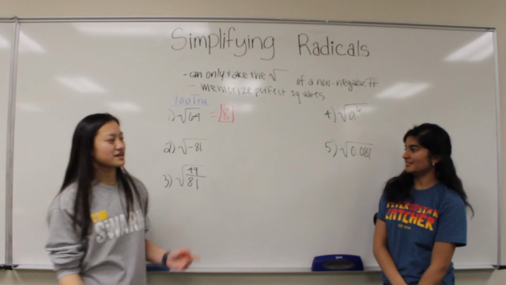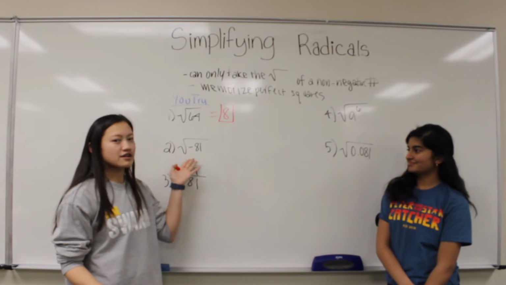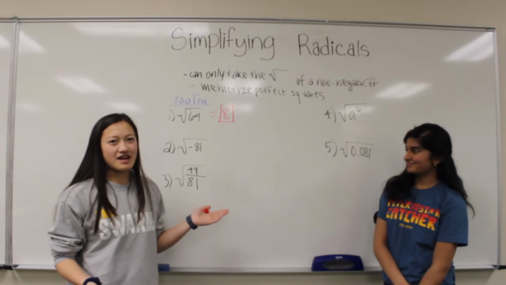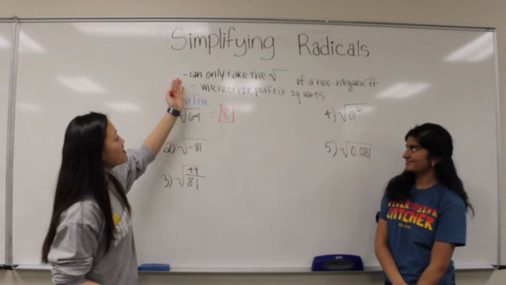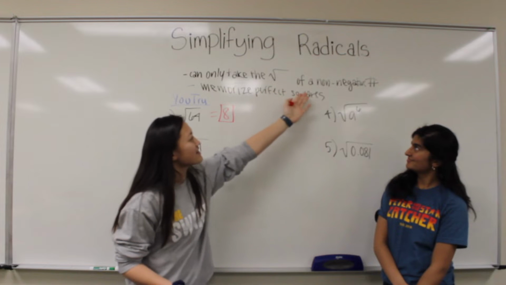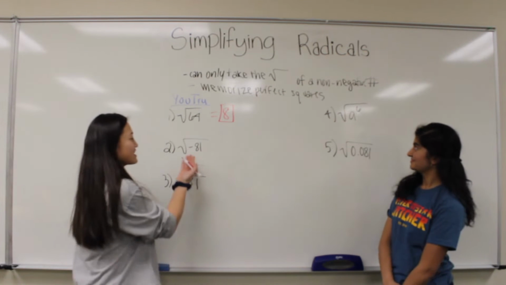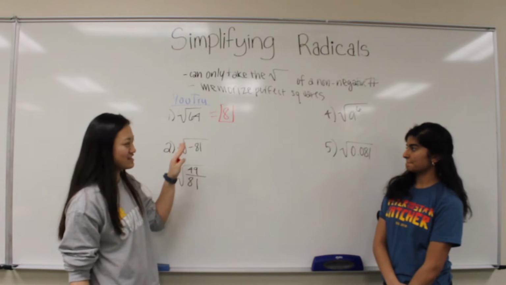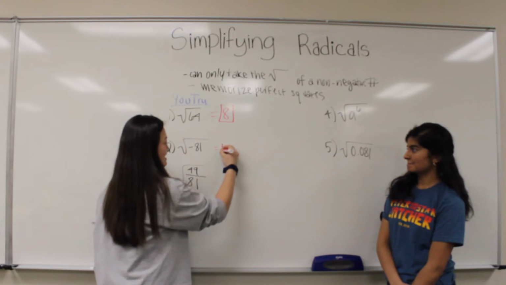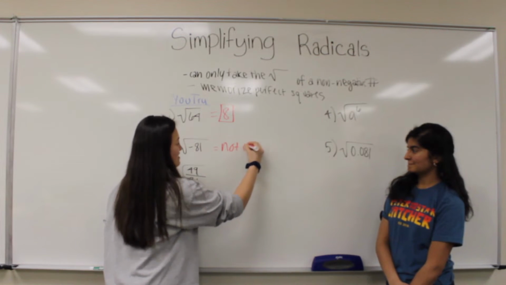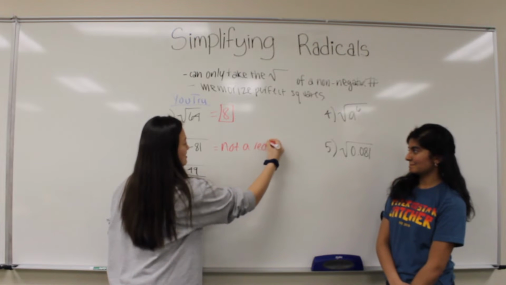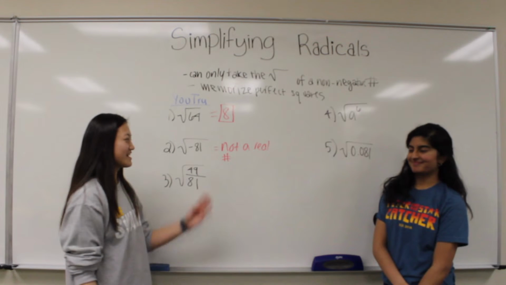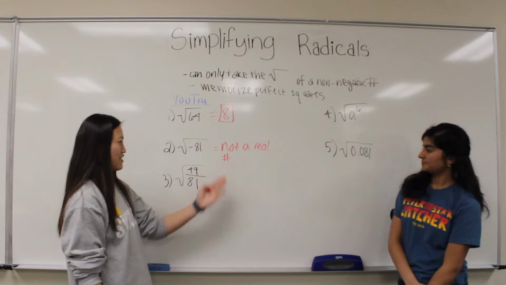Our next one is the square root of negative 81. Most of you might jump and think, oh, negative 9. But look at our first rule: you can only take the square root of a non-negative number. Because we have a negative 81 being square rooted, this isn't possible. So it's not a real number. This is your answer, because you can't take the square root of a negative number.